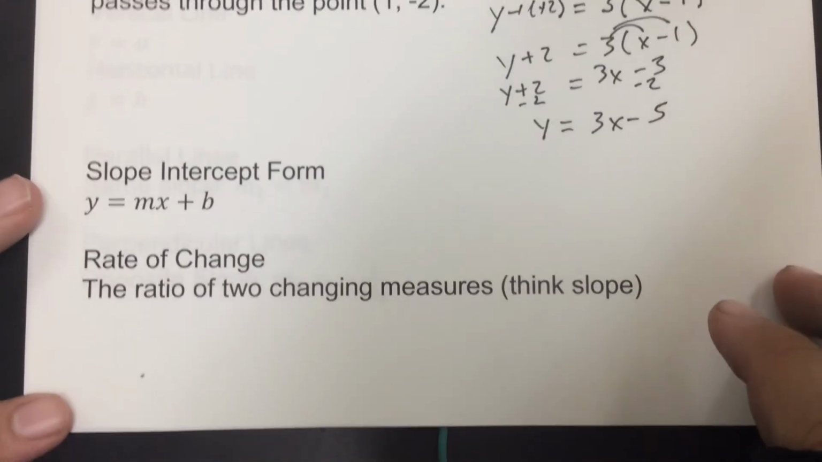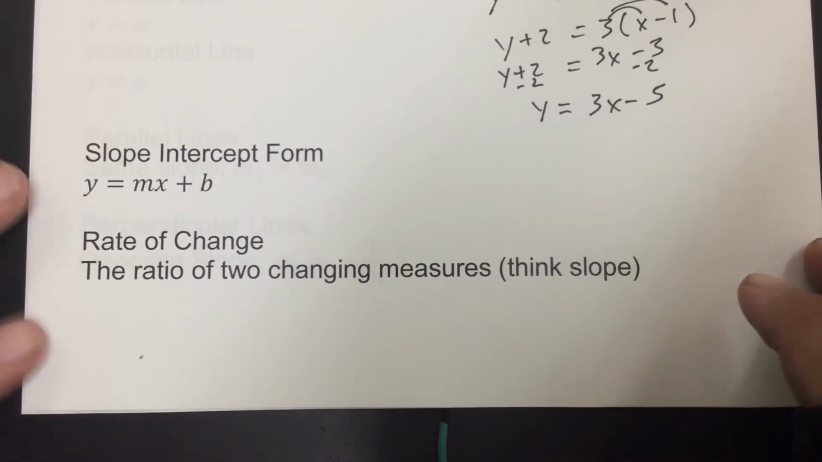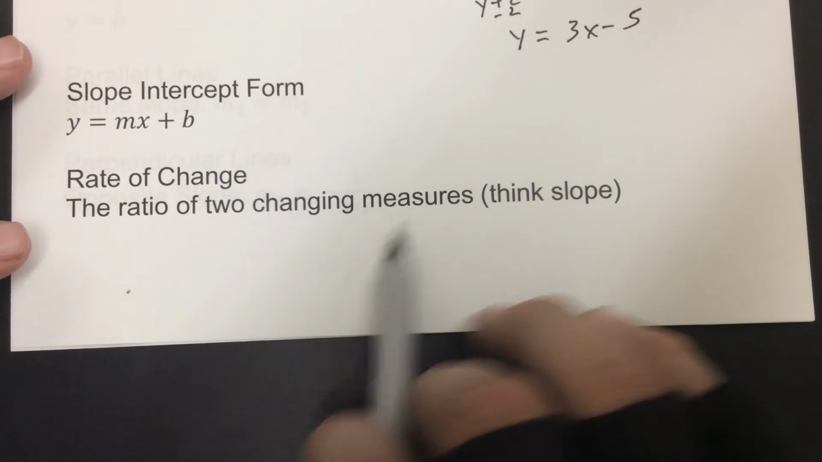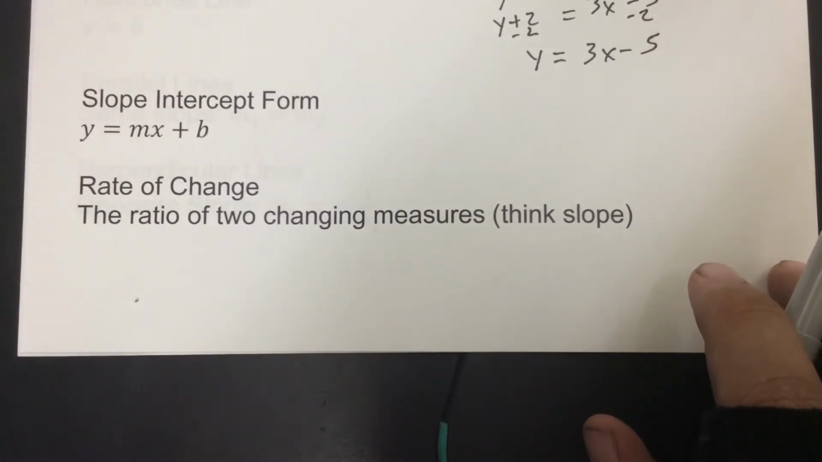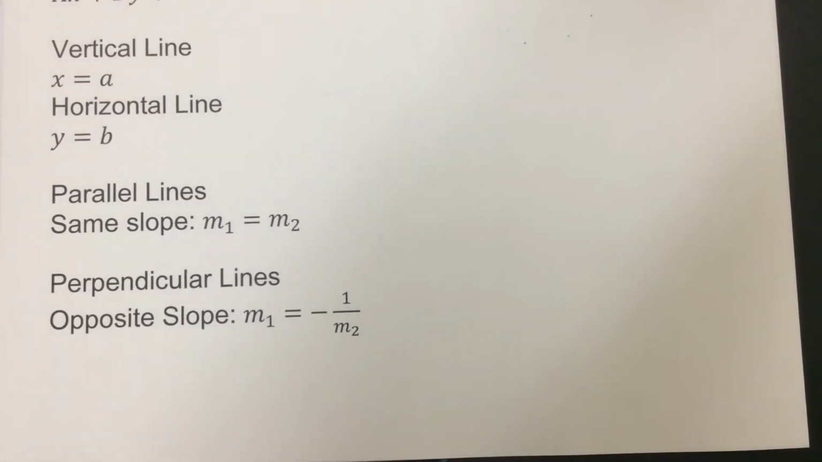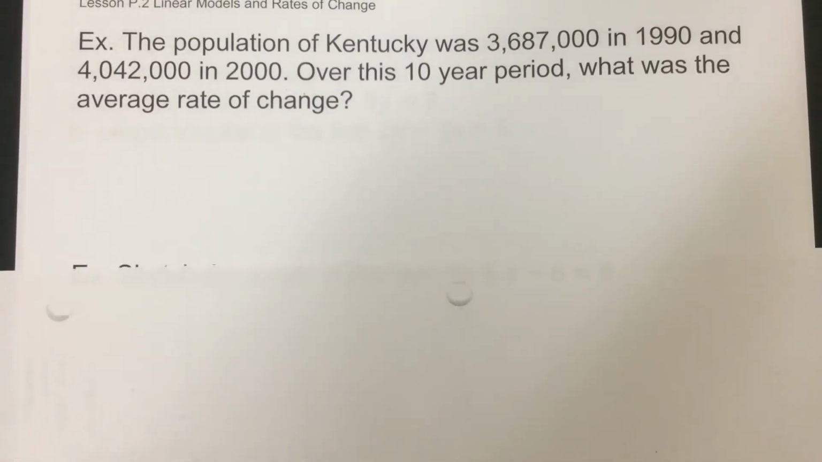So the big thing is rates of change. So it's just the ratio of two changing measures. So think slope. Here our rate of change was how y changed compared to how x changed. We can use anything, any two measures, and we're just going to compare how they're changing. So for example, we could find the change in the population. So we're looking for average rate of change here.